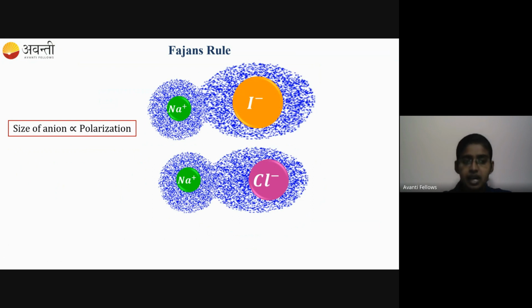If the size of the anion is more, then the polarization is also more, means the covalent character is also more. Now, when we compare iodide and chloride, iodide is bigger in size compared to chloride ion, right? So that has more covalent character. So sodium iodide is more covalent than sodium chloride.